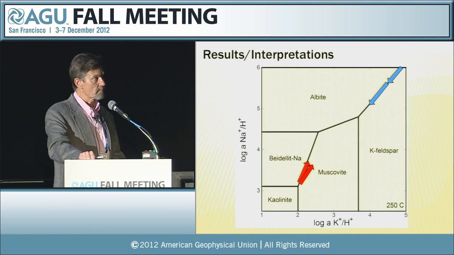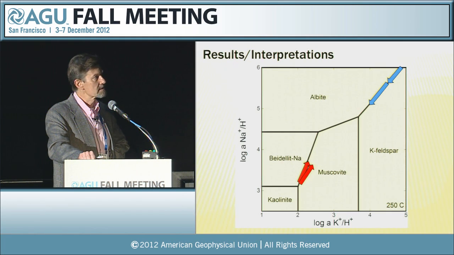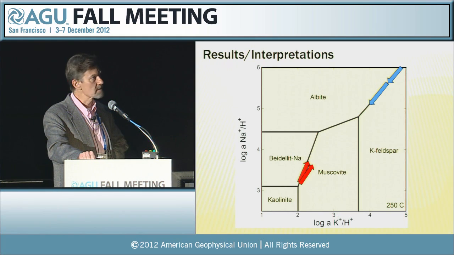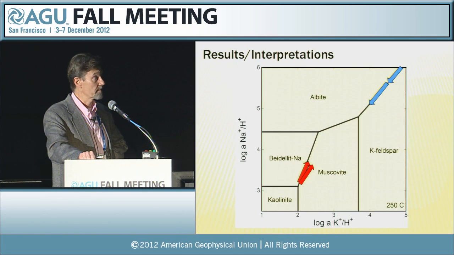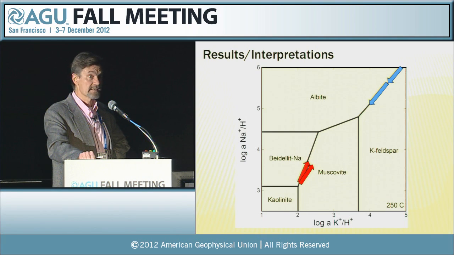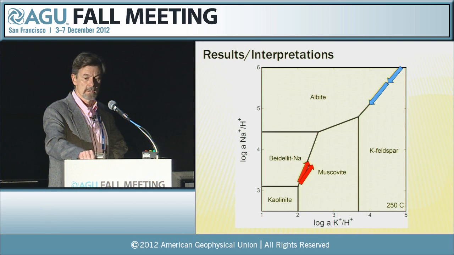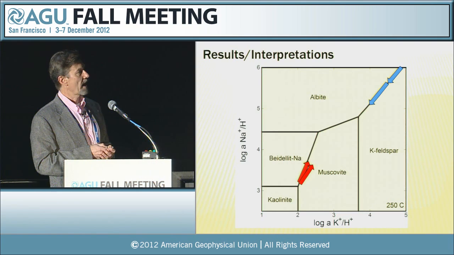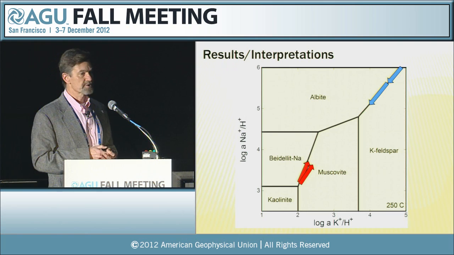So first results I'm going to show you on the classic rock alteration diagram. This is a diagram quantitatively made famous in '69 by Helgeson et al. They looked at rock alteration in a granite at 3 and 200 degrees C. And it shows you the activity ratio, the activity of sodium and proton ratios against potassium and proton ratios. An important point here is you can document feldspars and their alteration assemblages.